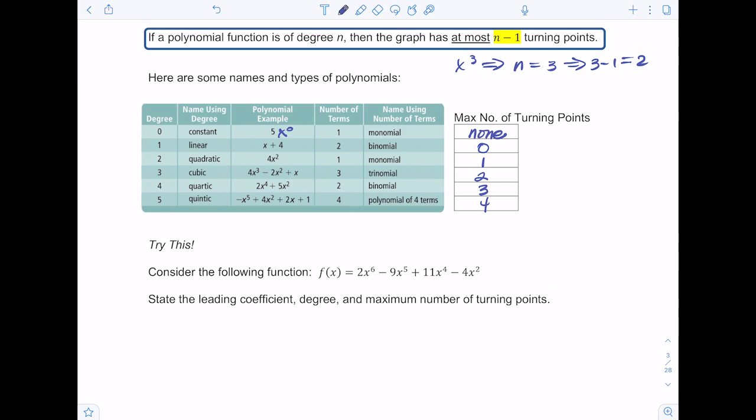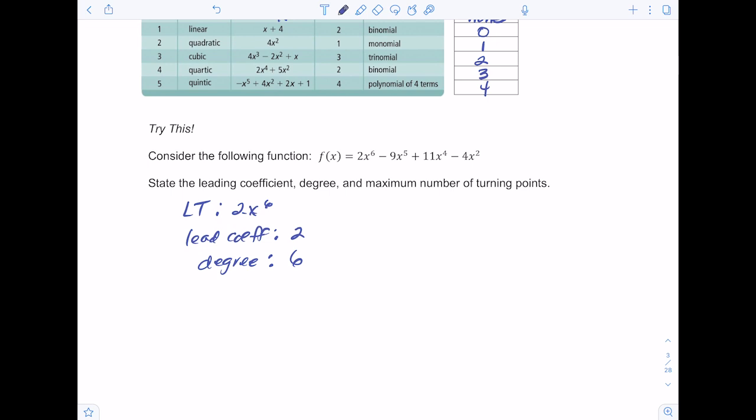And this is in descending order, standard form, so it's easy to pick out my lead term, which would be 2x to the 6th. So that tells me that my lead coefficient would be 2, and my degree would therefore be 6. And if I want to find the maximum number of turning points, it's going to be n minus 1 maximum. So n is 6, and there's 6 minus 1 or 5 turning points maximum. And as we saw, that did occur.